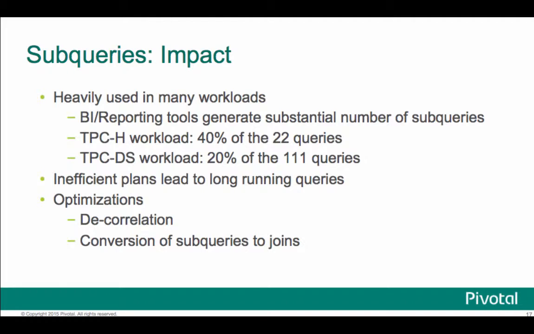So why are they important? We find that they're really used a lot in certain workloads. BI and reporting tools tend to generate a lot of those. And if you look at some of the benchmarks, TPC-H and TPC-DS, you'll find that a fairly large fraction of those queries feature subqueries. If you create an inefficient query plan, you can end up having very long-running queries, possibly queries that just fail to terminate. So some of the optimizations that you can do are decorrelation and converting the subqueries to joins.